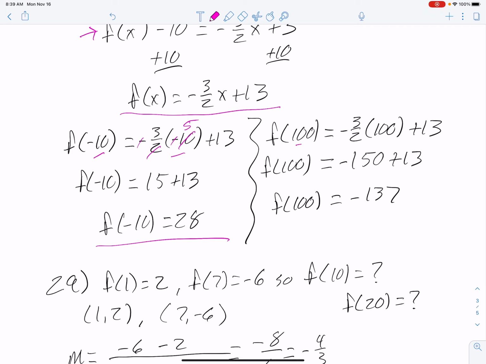In the next one, I substitute in 100. The 2 and the 100 are going to cancel, getting me 50. -3 times 50 is -150. -150 plus 13, -137.